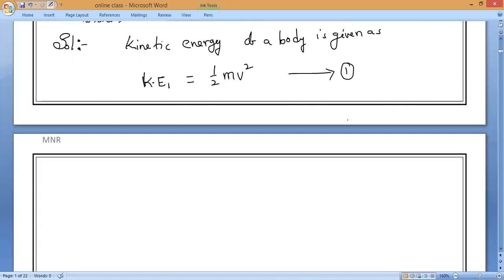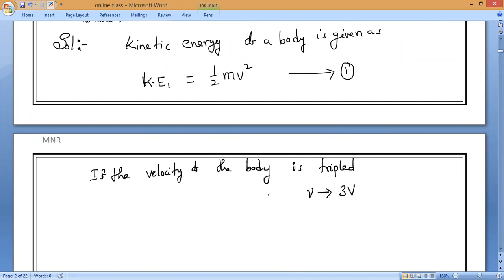Now, if the velocity of the body is tripled, do you understand what I'm saying? Everybody? So V becomes how much? All of you, V becomes how much? 3V. So the change in kinetic energy is equal to half into M into, in place of V, what can I write, guys? 3V square. Understanding?